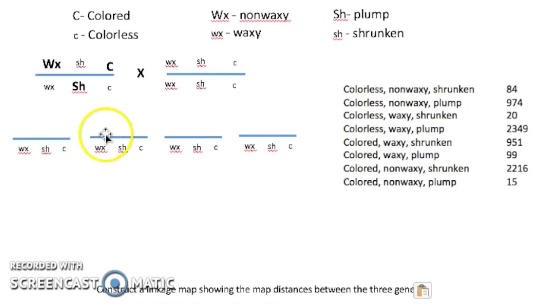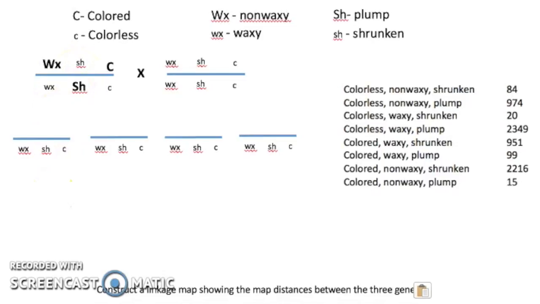Now, just to back up, bear in mind that we need to do this twice because we have 3 genes. We need to figure out the linkage between the W and the SH, and we need to do the whole process again for the SH and the C gene. So right now we're going to focus on the WX and the SH gene. What's the distance between them?